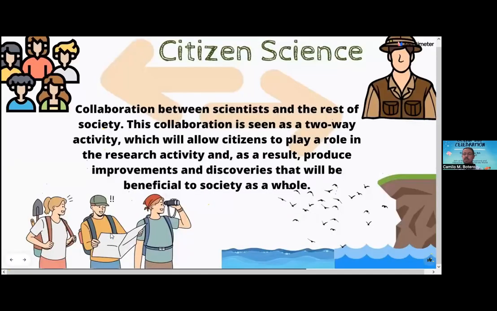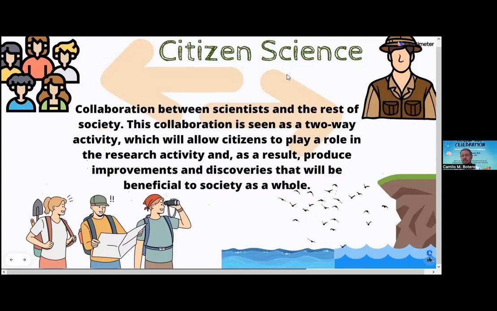But the other term that you may know more is citizen science. What exactly is citizen science? It's a collaboration between scientists and the rest of society. There are many different definitions of citizen science, but I'm working now with a colleague in Argentina. She has a very nice project with many communities in the south part of the Buenos Aires province, in Argentina. And she proposed me this definition, in which the collaboration is the most important thing.